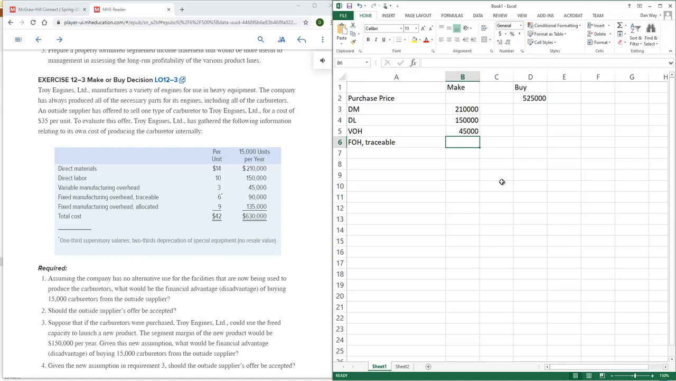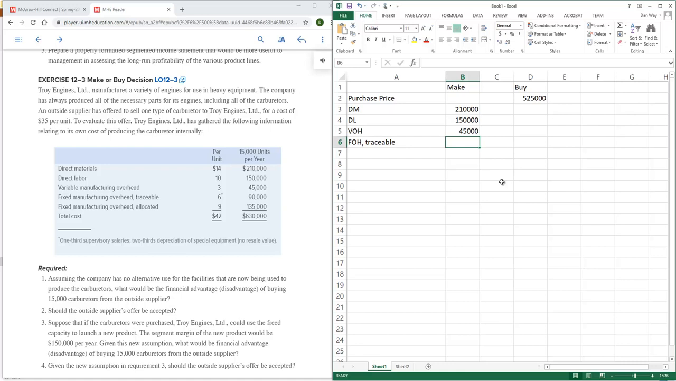Now, fixed overhead traceable. Remember, we want to consider the fact that traceable doesn't always equate to avoidable. So we were told here 1/3 of this was supervisory salaries, 2/3 was depreciation of special equipment that didn't have resale value. So the depreciation of special equipment, essentially a sunk cost, that's unavoidable, whereas the 1/3 supervisory salaries are presumably avoidable. We can probably, unfortunately, eliminate those positions if we buy from the outside supplier, so that portion is avoidable. So again, you can focus on the difference, or if you're doing a side-by-side comparison as we are here, we can just focus on the totals in each scenario.